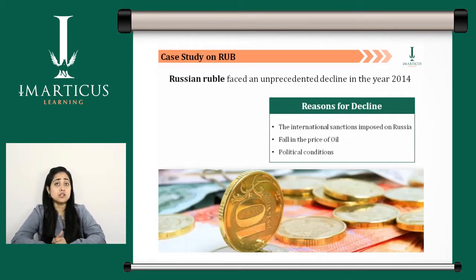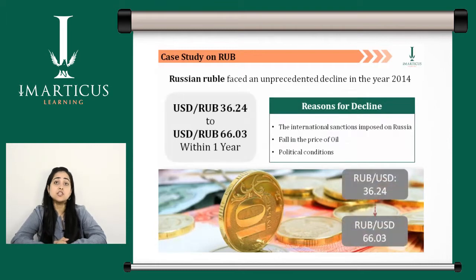Lastly, we have political conditions. The Russian government was also criticized for running a kleptocracy, which refers to a situation where a small group of politicians use most of the resources of a country. This had a negative impact on the Russian ruble. Russia's central bank was forced to raise interest rates by a whopping 650 basis points, but the hike was to no avail and did not satisfy investors. Thus, the Russian ruble fell from 36.24 to 66.03 against the US dollar during this period.